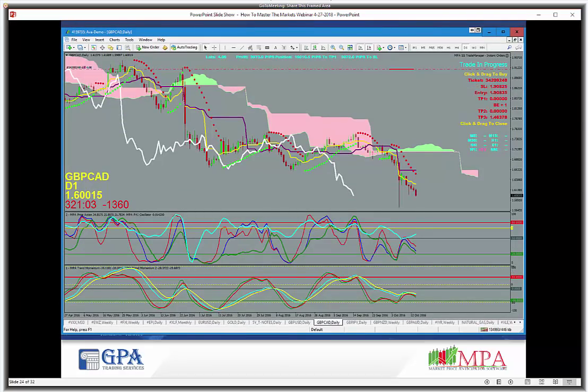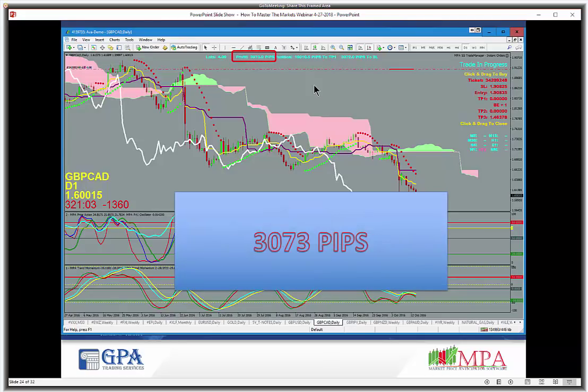All right, that's just the beginning. Here's another one. Pound CAD. That's another one we're currently long on. Why? The cycles are up, but this was a trade we traded to the downside. 3,073 pips. This is easy when you have the time frames aligned and you align the higher time frame. These types of trades are easy to come by.